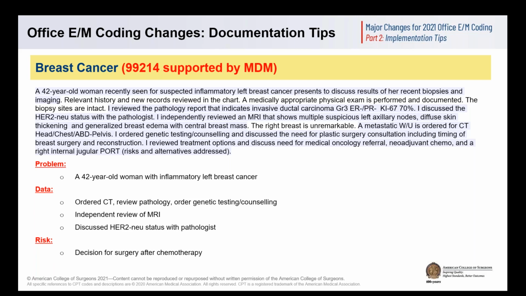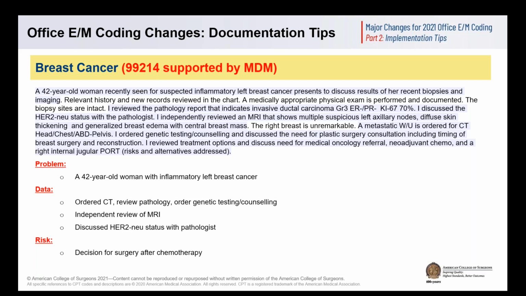You update your relevant history and physical exam as it's available, checking your biopsy sites. You review with her pathology that reports an invasive ductal carcinoma, ER/PR negative, Ki67 of 70%. You discuss her HER2/neu status with the pathologist because it's not back yet on your pathology report and you need that information to guide your treatment.